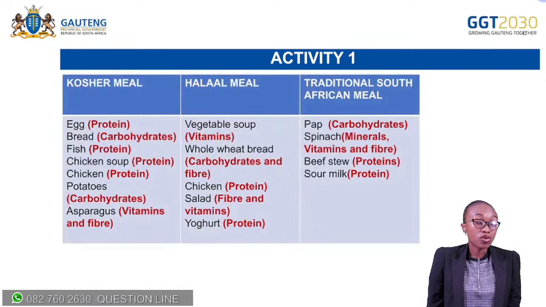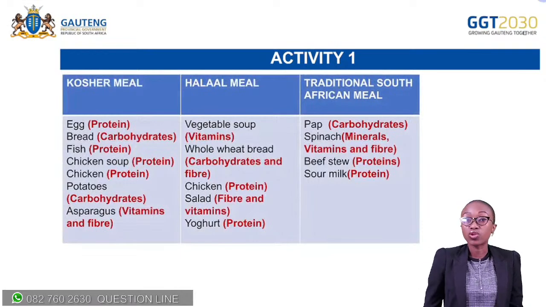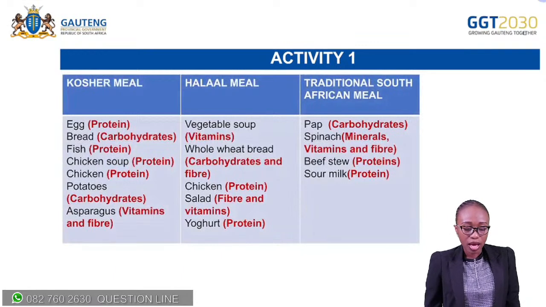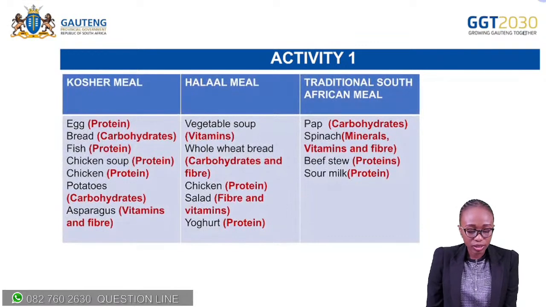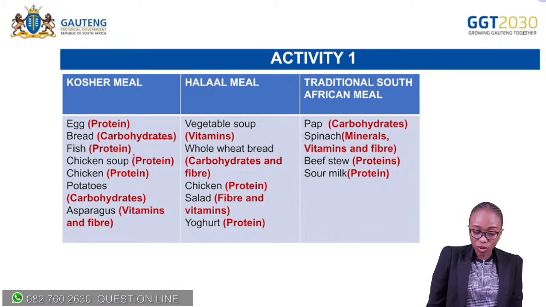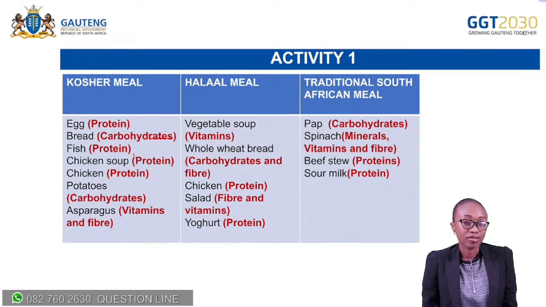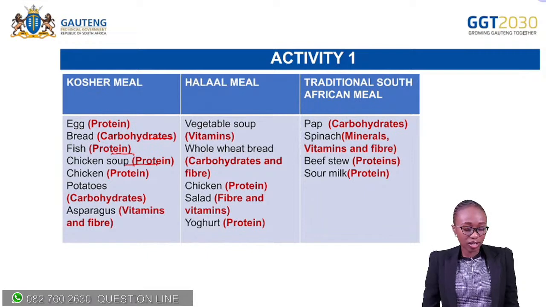So egg. Let's start off with the kosher meal. Egg. Which nutrient do we find in eggs? I wrote protein, so we do find proteins in eggs. What about bread? Which nutrient do we find in bread? We find carbohydrates. Fish. Which nutrient do we find in fish? We find proteins. What about chicken soup? Which nutrient do we find in chicken soup? We find proteins. And what about chicken? Which nutrient do we find in chicken?